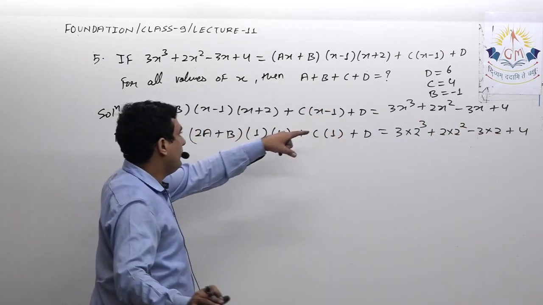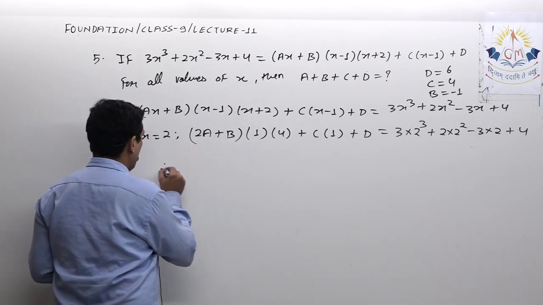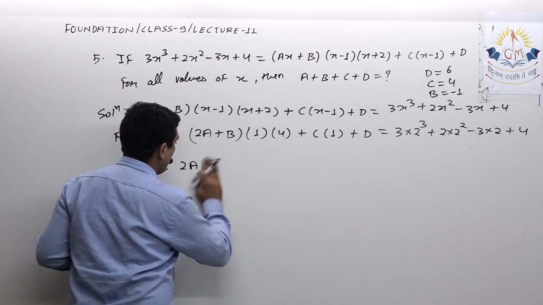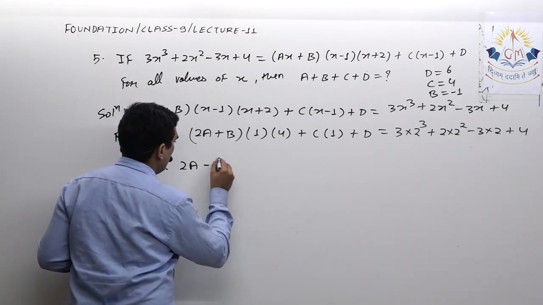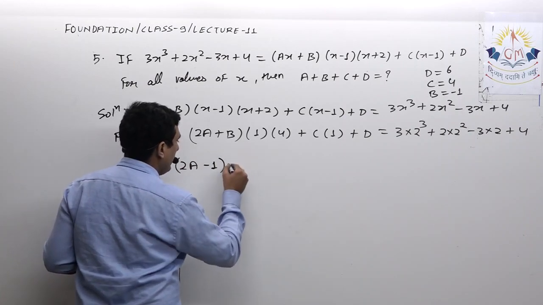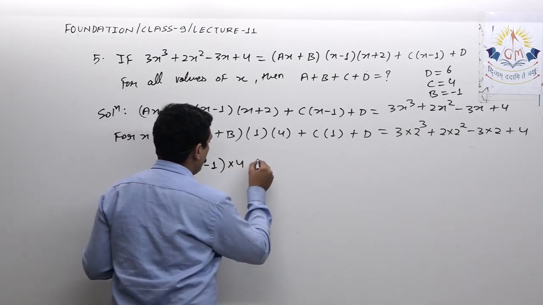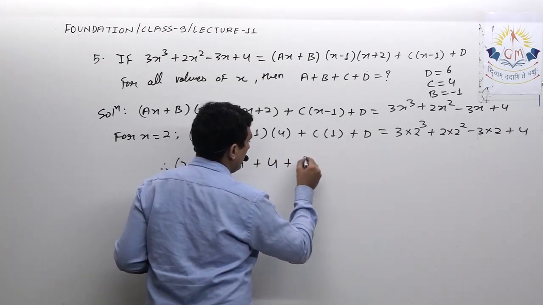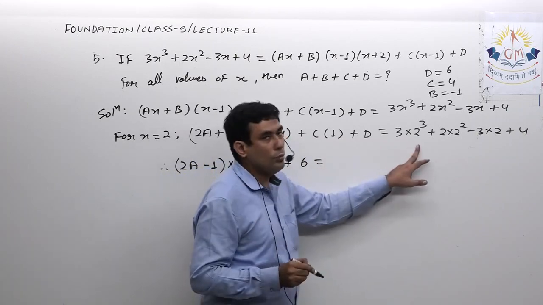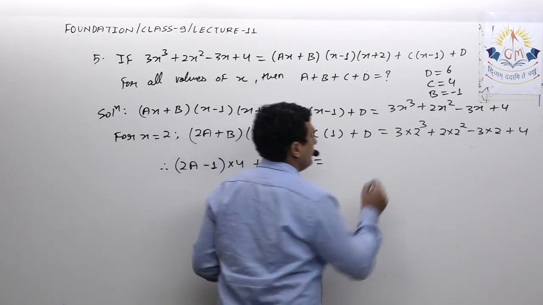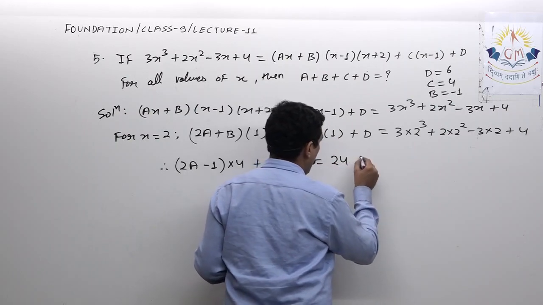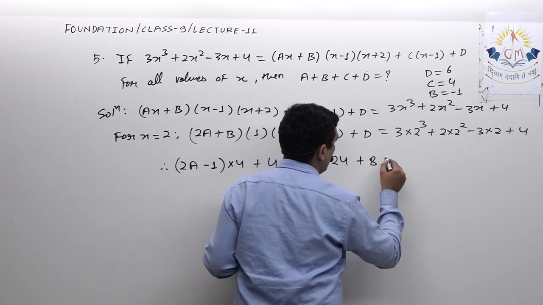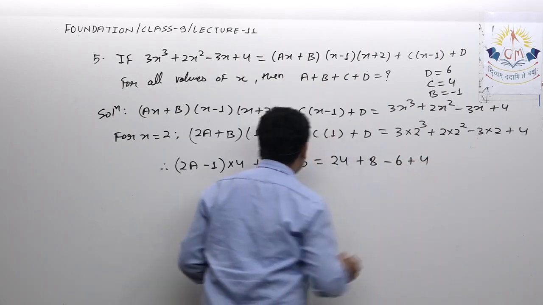Now values of b, c, d, I put these values. So therefore 2a plus b is equal to minus 1. So here I am writing directly minus 1. 2a minus 1. 1 into 4, so I am writing into 4. Plus c into 1, that is c only, that is 4. Plus d, that is 6, is equal to 2 cube, that is 8, that is 24, plus 2 to the 4 into 2, 8, minus 6 plus 4.